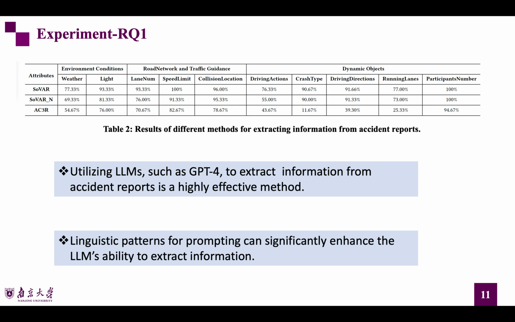For RQ1, Table 2 illustrates the accuracy of various methods for extracting information from accident reports. We observe that SoVAR and ASE3R exhibit higher accuracy in extracting straightforward information, such as speed limit, from accident reports. However, they demonstrate relatively lower effectiveness in extracting complex driving actions with contextual dependencies.